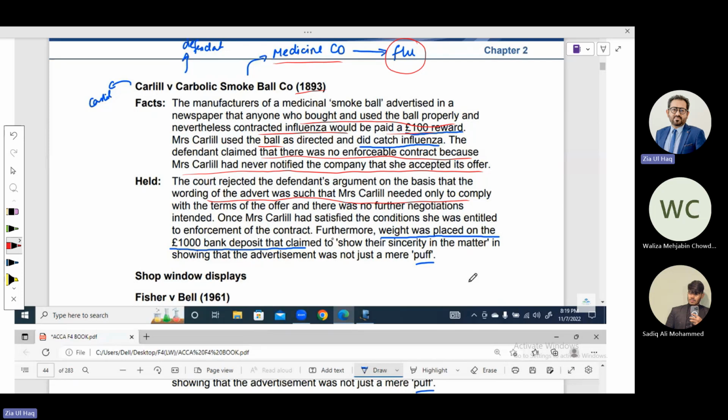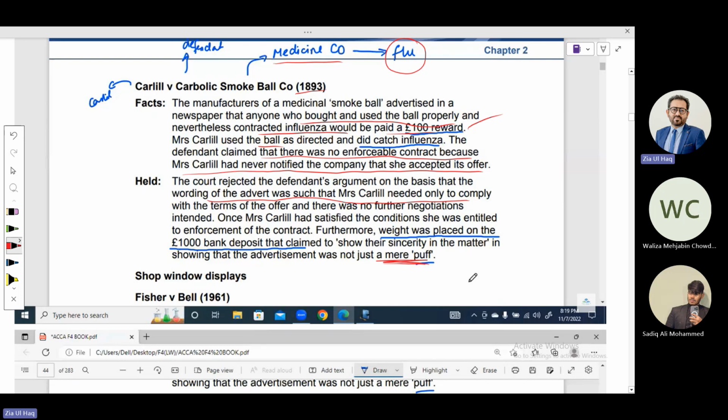Furthermore, weight was placed on the £1,000 bank deposit, I mean as they deposited £1,000 into the bank for the claims. So it was considered as showing their sincerity in the matter, showing that the advertisement was not just a mere puff. It's not like you are saying something ordinary. No, your intention was clear behind your advertisement. So that will be considered an offer rather than an invitation to treat.